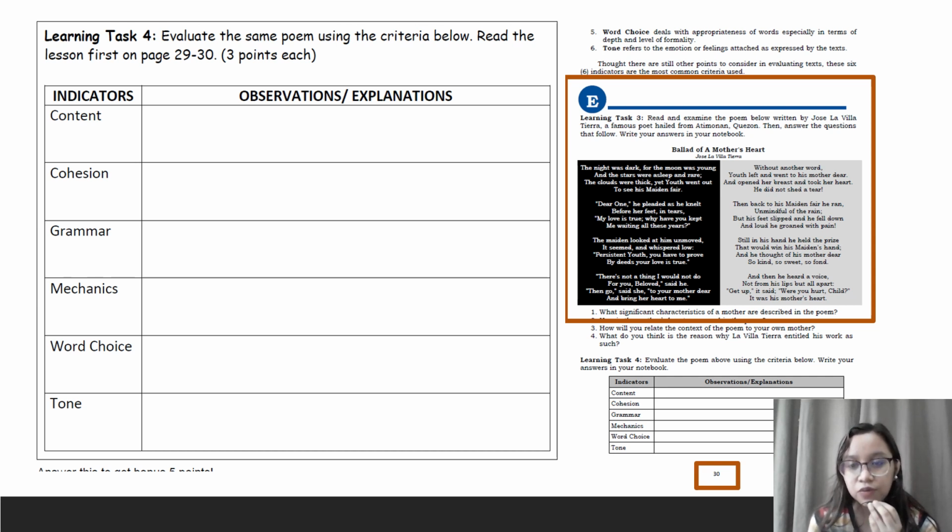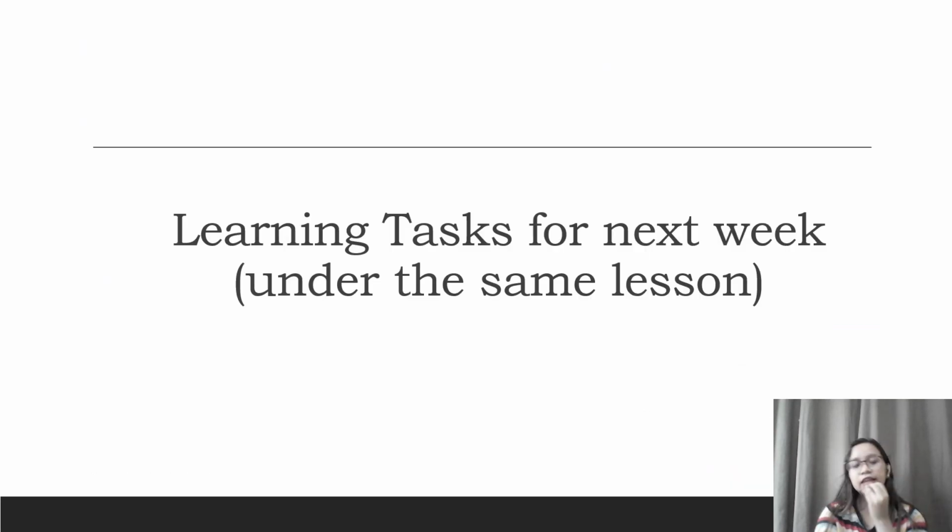Ang guide ninyo ay yung kanina kong ibinigay na indicator. Pwede nyo halimbawa sa word choice, what are the common words that are used in the poem? The speaker used this, ganon. And ito naman po yung learning task for next week. So this is for week 7. Under this lesson, parehas lang sila ng lesson, kaya lesson 6 and 7 to. Magkahiwalay lang sila ng activity.